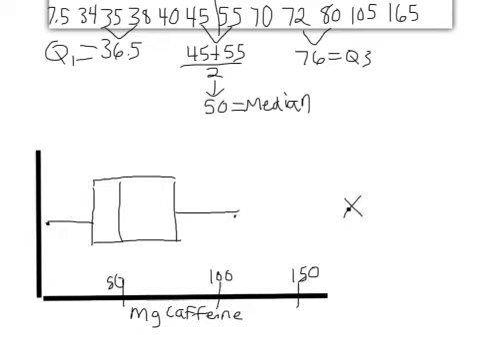So we need to explain a little bit why we drew our 165 as an outlier. The official rule for a box and whisker plot is that you take your third quartile, we'll label these here.